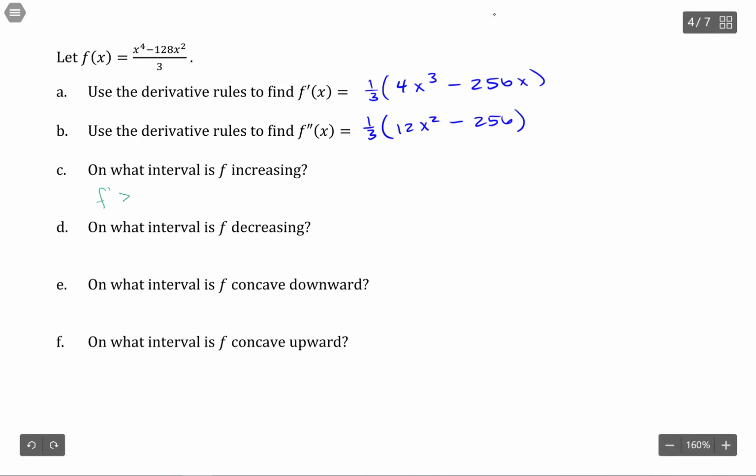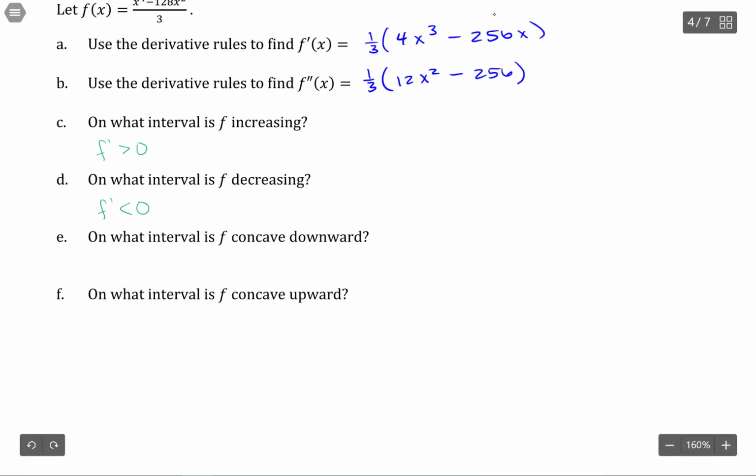Intervals of increase occur whenever the first derivative is greater than 0. Intervals of decrease occur when the first derivative is less than 0. So essentially we need to find out where the derivative is 0 and then test intervals around that value. So it's good to have a number line to organize things. And I'm going to take the first derivative, set that to 0, and solve.